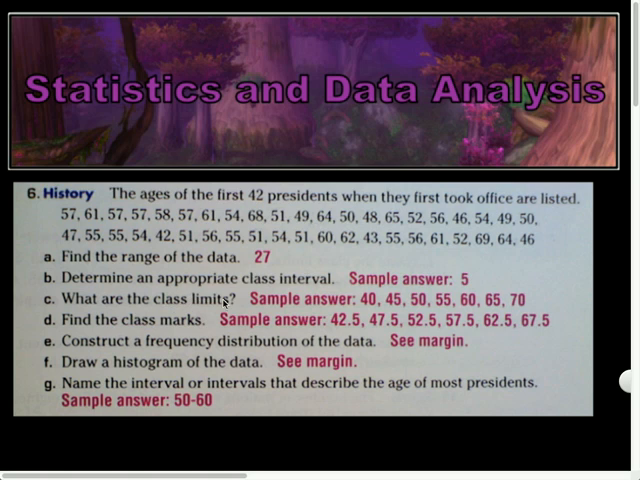Then it says, what are the class limits? And yeah, I would probably have it start at 40. Although if your lowest number is 42, you technically could have it be 42 and then 47 and then 52 if you wanted.